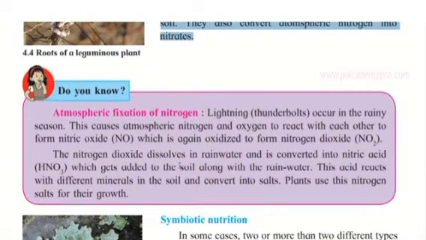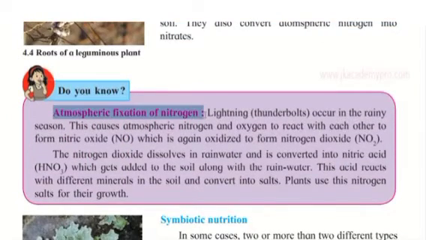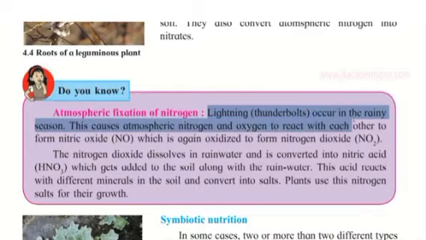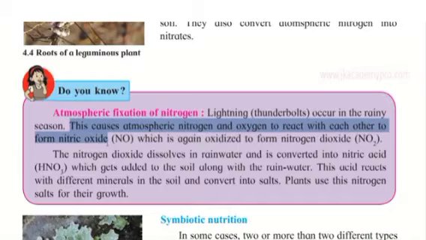Now, do you know about the atmospheric fixation of nitrogen? Lightning, thunderbolts occur in the rainy season. So we know lightning occurs in the form of thunderbolts. Thunder and lightning occur, and this causes the atmospheric nitrogen and oxygen to react with each other to form nitric oxide, which is again oxidized to form nitrogen dioxide.